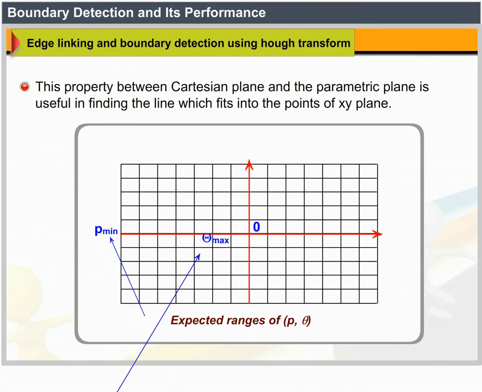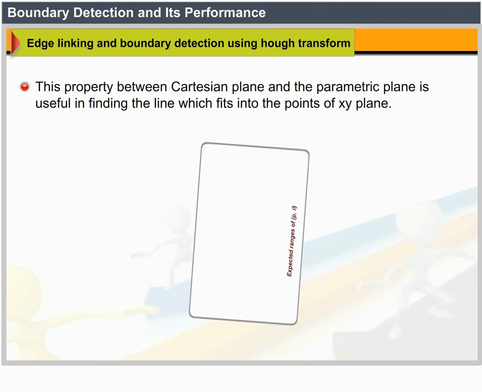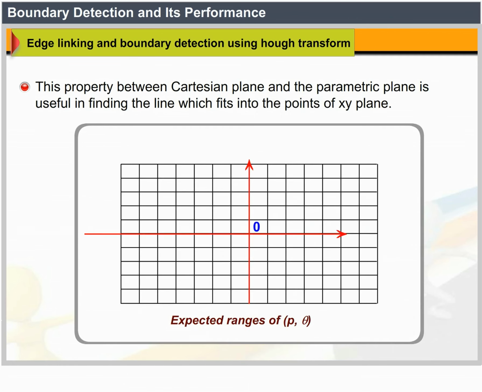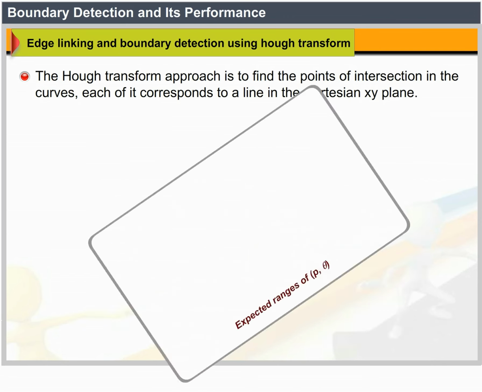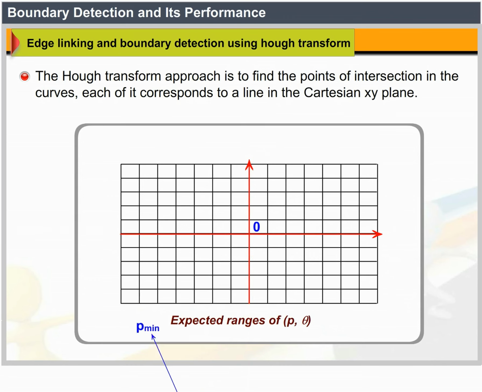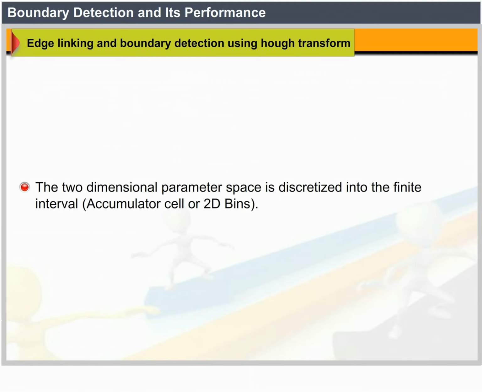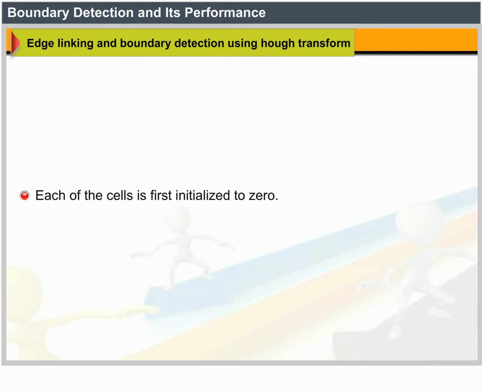This property between Cartesian plane and the parametric plane will be useful in finding the line that fits points in the xy plane. The Hough transform approach is to find the points of intersection in the curves, each of which corresponds to a line in the Cartesian xy plane. The figure shows the expected ranges of rho and theta. The two-dimensional parameter space is divided into finite intervals, accumulator cells, or 2D bins. Each of the cells is first initialized to 0.